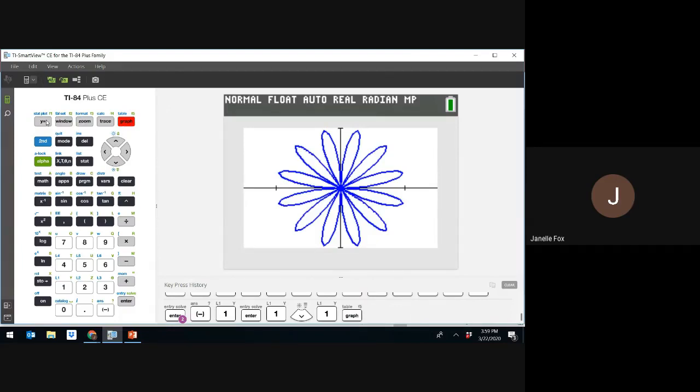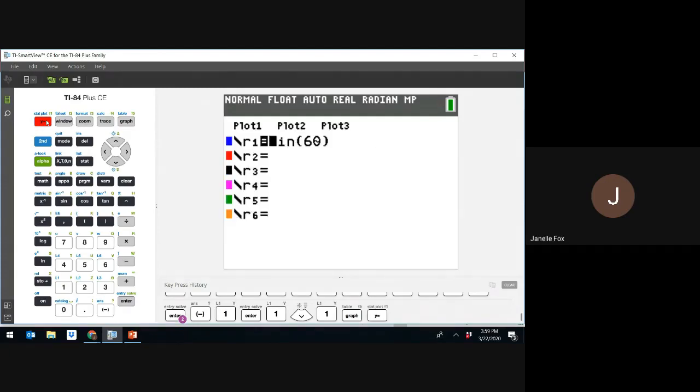Okay, the only thing we now have to change to do examples B and C is the equation and adjust the window just a smidgen. So here I'm going to delete this, and I am going to graph 1 minus 2 cosine theta. Now, I don't think I mentioned it before. Remember, the theta button is your X,T,theta,n button. That's your variable button no matter what system you're in.